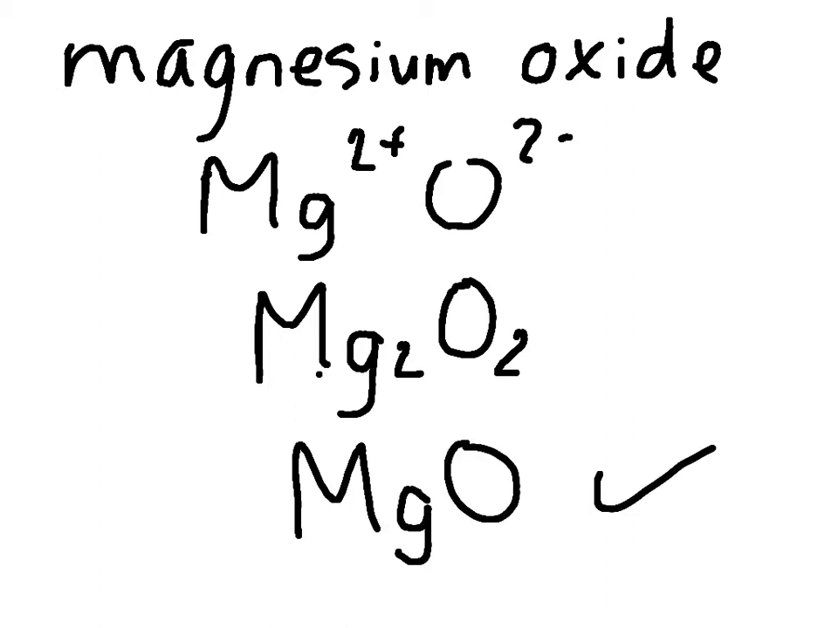That is correct. Mg2O2 is not correct. You would do the same thing if you were crisscrossing 2 3's. If they were both 3's, they cancel each other out, you factor them down, and you would show no numbers in your formula.